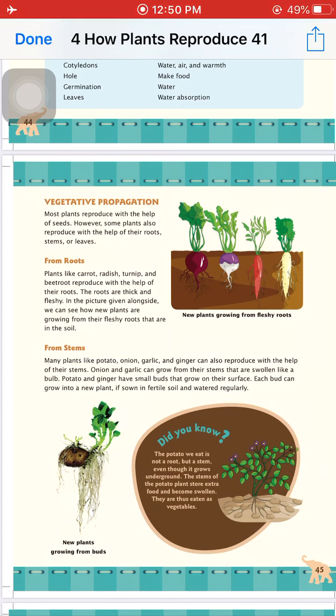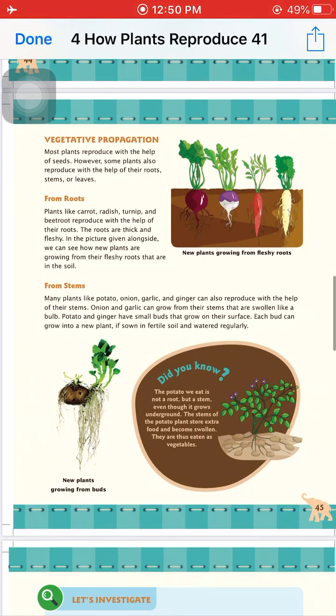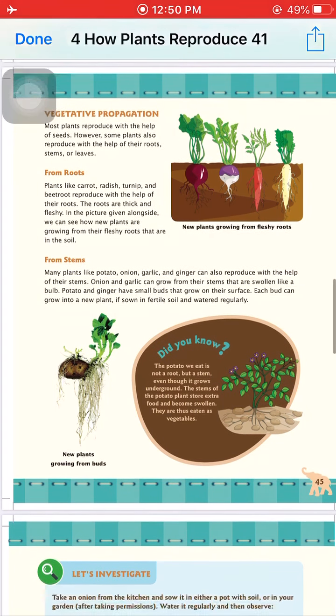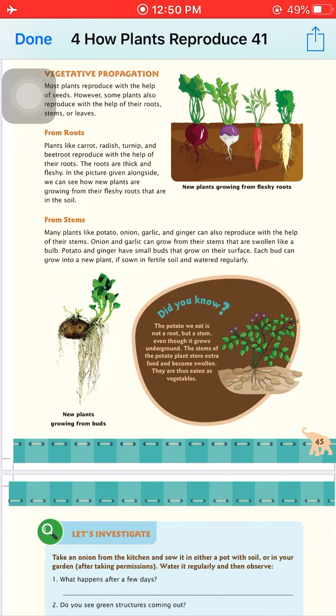As you have seen in this picture, these are the vegetables that grow with the help of the root of a plant and give birth to new plants. Next is vegetative propagation from stem. Many plants like potato, onion, garlic and ginger can also reproduce with the help of their stems.